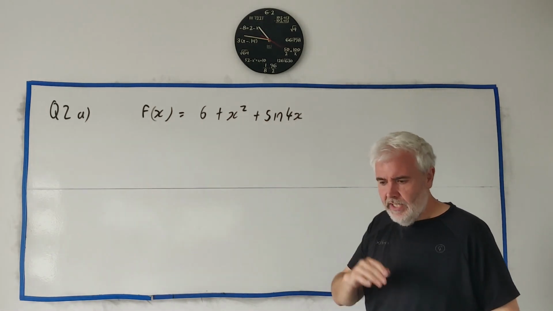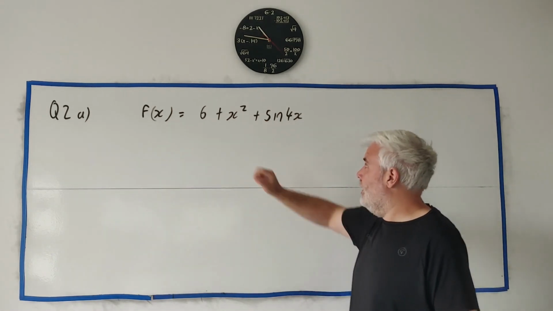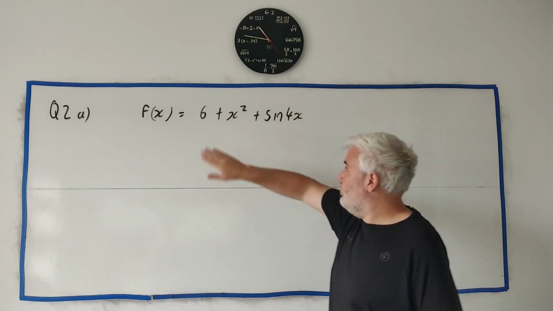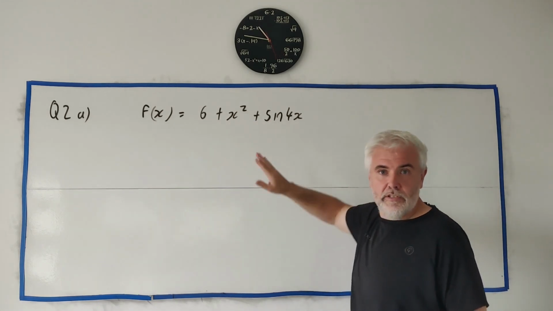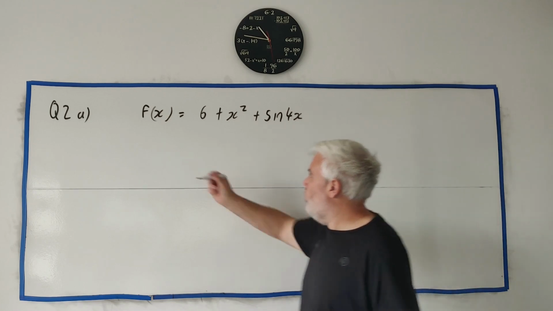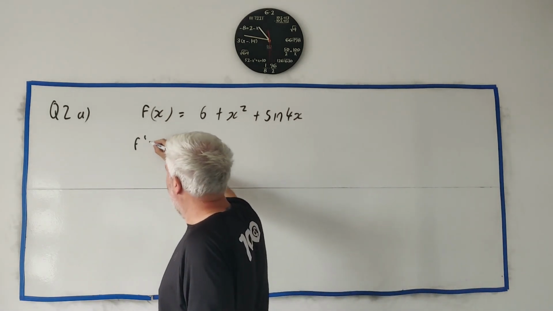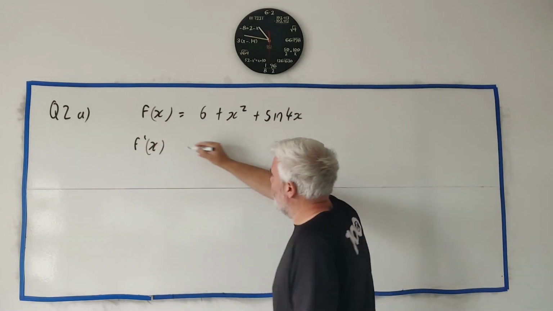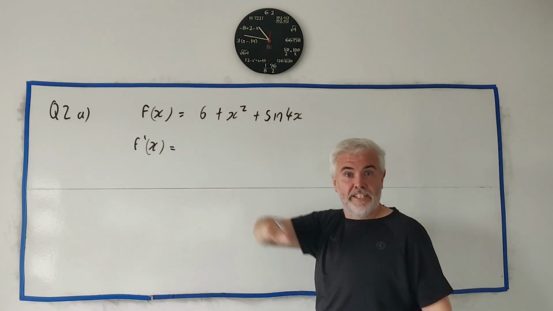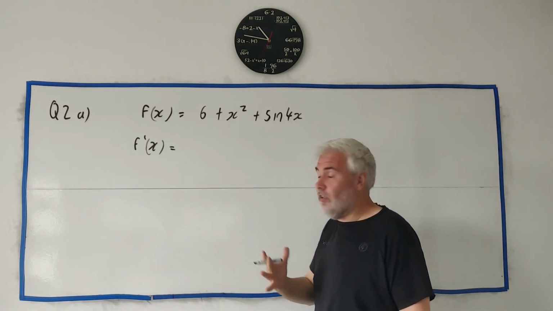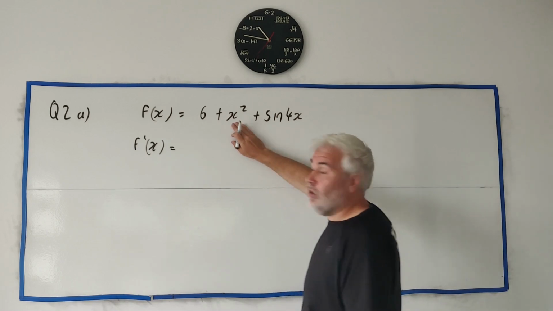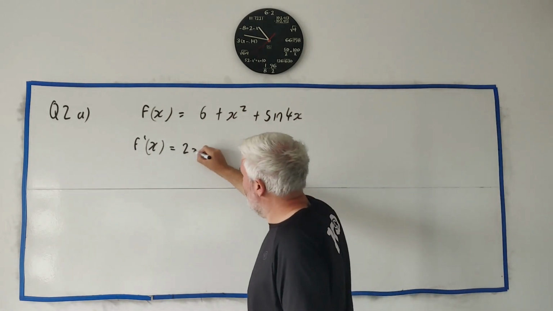Now the derivative is a great function in that it doesn't worry about adding. So these are 3 different questions for the derivative. If I want to know the derivative, I can just do each of these 3 parts separately. The derivative of 6, it's a constant, it's 0. There's nothing there. The derivative of x squared is just 2x.